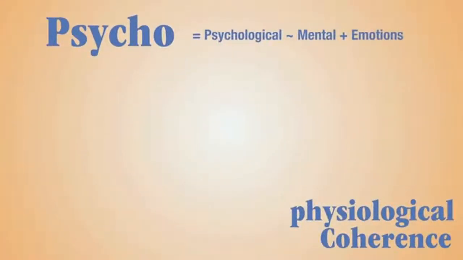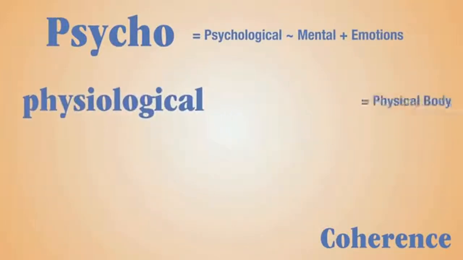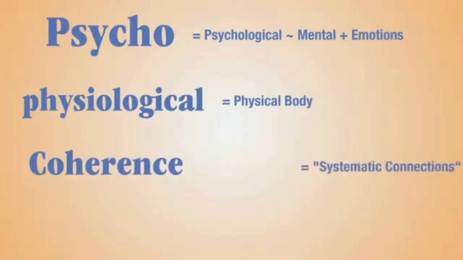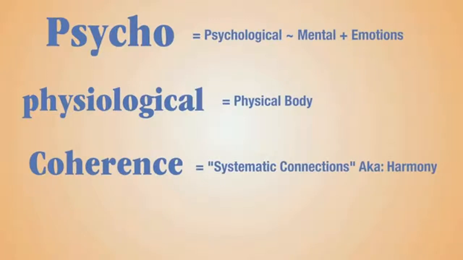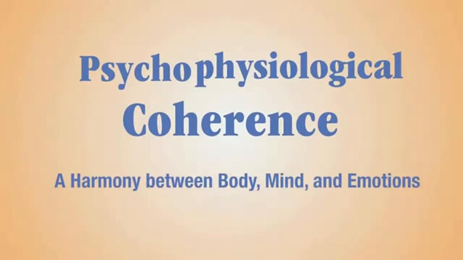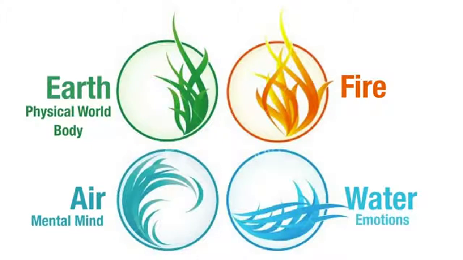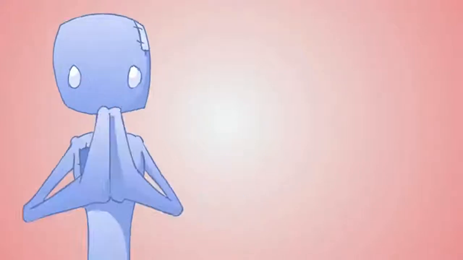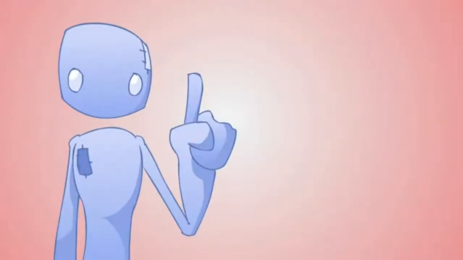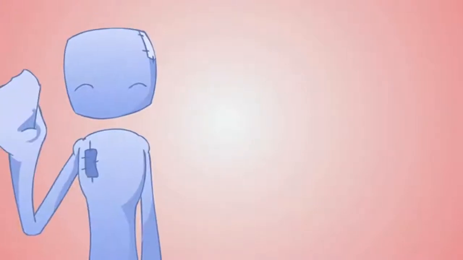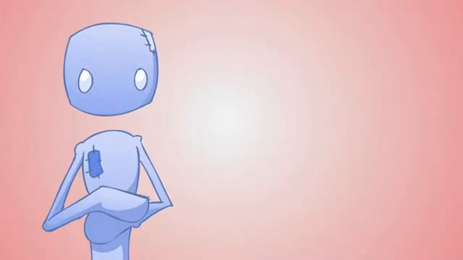Psycho comes from psychological, which means mental and emotions, and physiological means body. Coherence is systematic or logical connection or harmony. Altogether, it means a harmony of both body, mind, and emotional functions. If you're familiar with the four elements, you know that earth is the physical, so body, air is mental, mind, water is emotions, and fire is spirit. HeartMath has scientifically shown now that positive and healthy emotions bring 3 of those elements into coherence, and although they don't look at the spiritual aspect, I don't doubt that the fire element also comes into harmony.